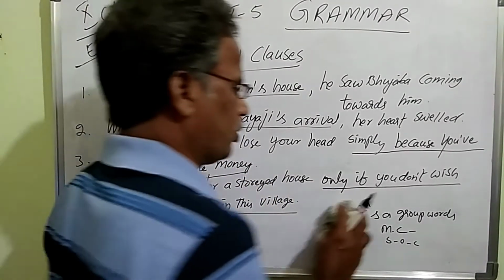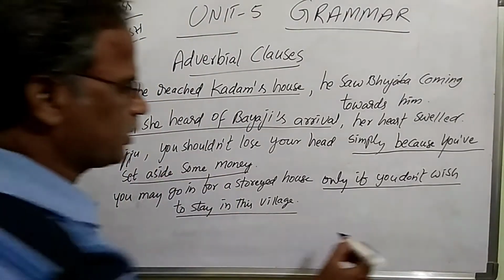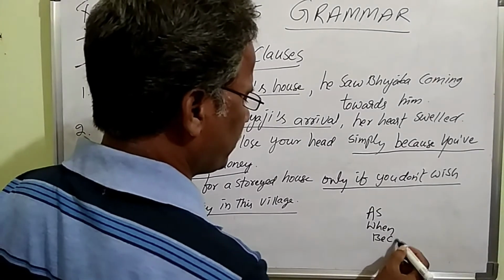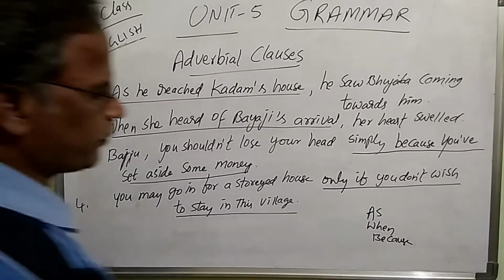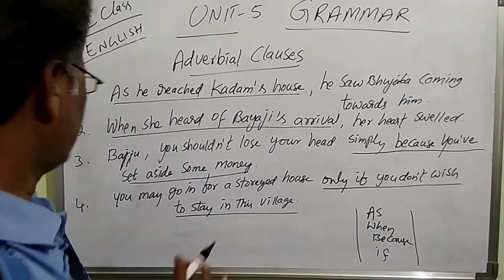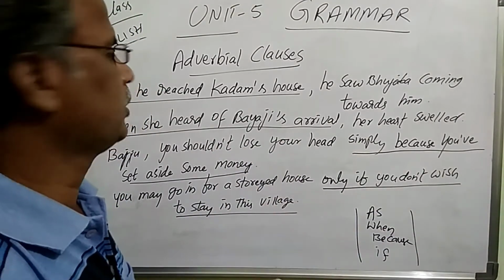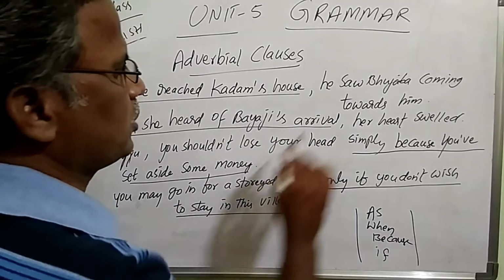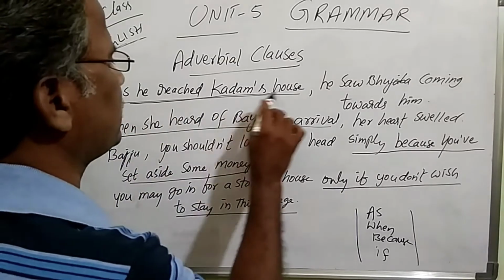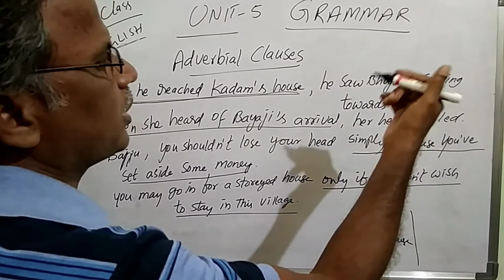Okay, children. Now let me come to adverbial clauses. Here sentences are combined with as, when, before, because, and if. Using these words, the clauses are combined. In these four sentences as given in your textbook: As he reached Quadam's house, he saw Bujaba coming towards him. Here the underlined part is one clause and the remaining part is another clause.